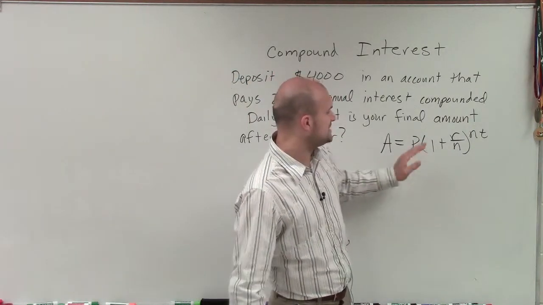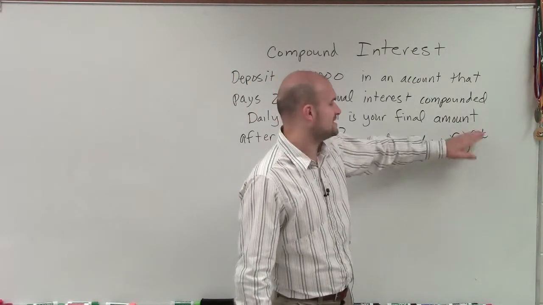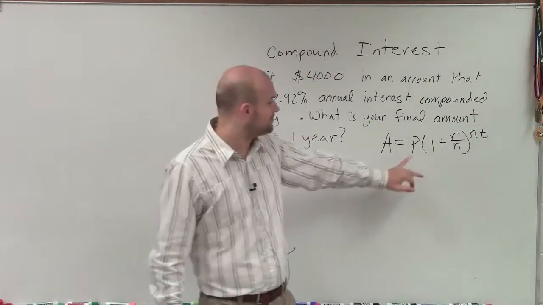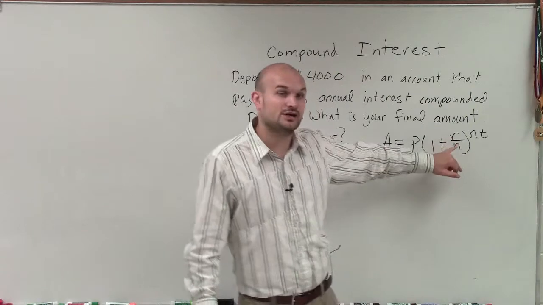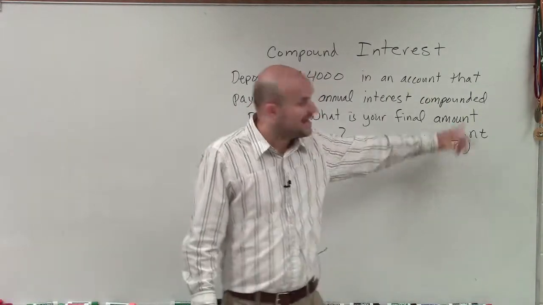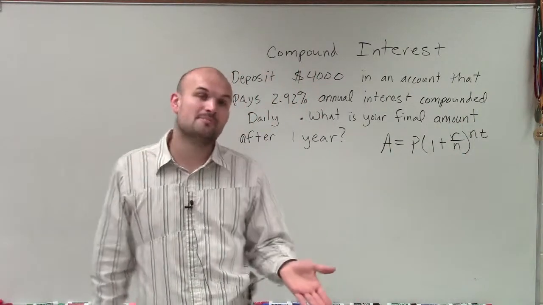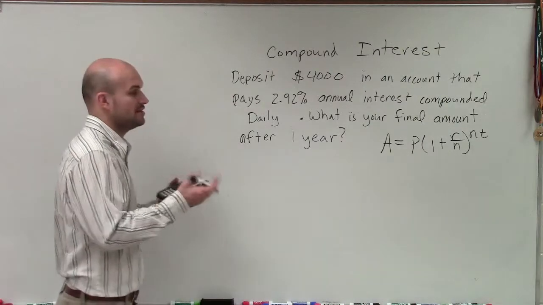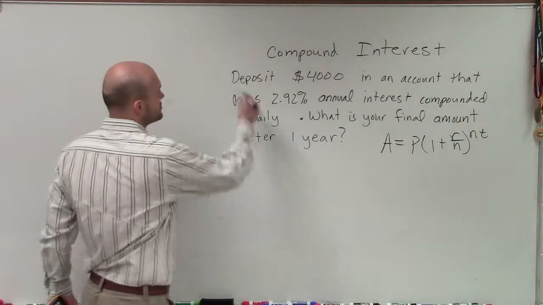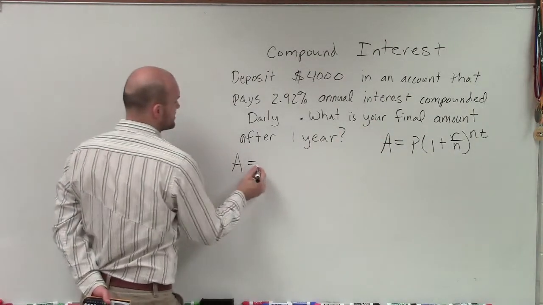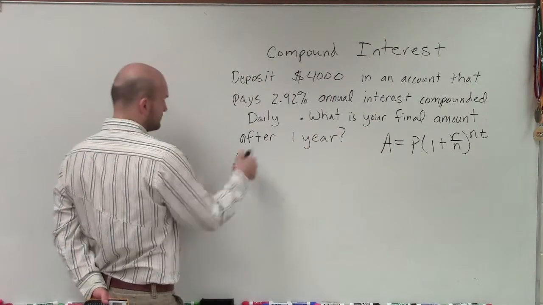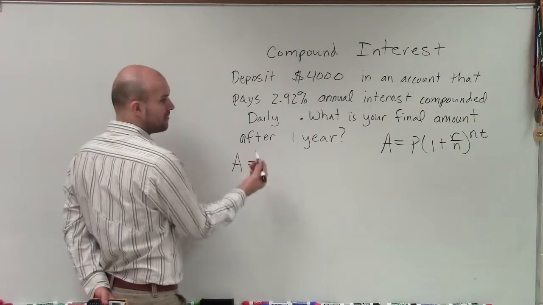We have A equals P times 1 plus R over N, raised to the NT, where A is your final value, P is going to be your initial investment or our principal, R is your rate or your annual rate in decimal form, N represents how many times you're going to compound per year, and T represents the number of years you're going to be compounding. So in this case, you can see that we are trying to figure out our final value. So A is going to be our variable.